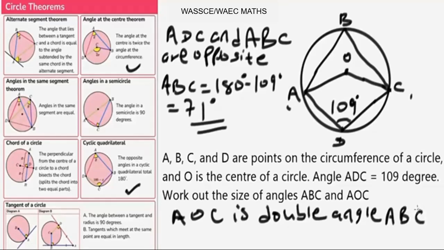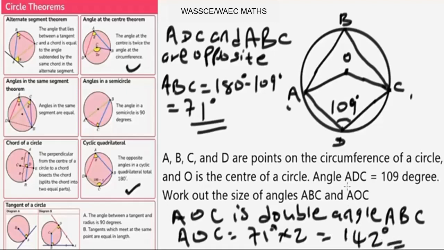Okay, now that we have angle ABC to be 71 degrees, therefore AOC will be 71 degrees times what? 2. Okay, so when you punch it in a calculator, you're going to have it to be 142 degrees. All right, so that will be the answer to this question. It's as simple as that, guys.